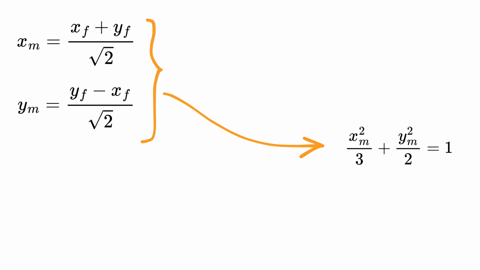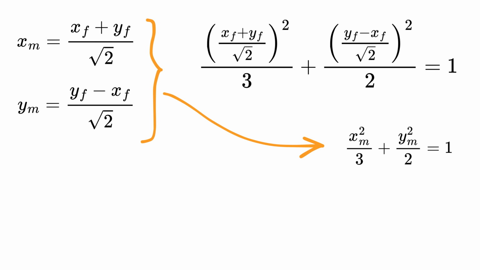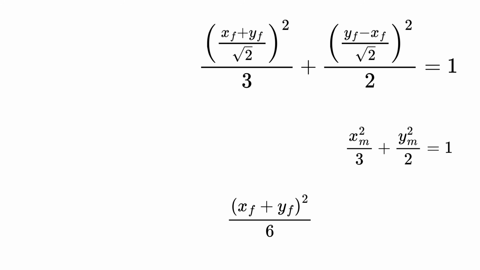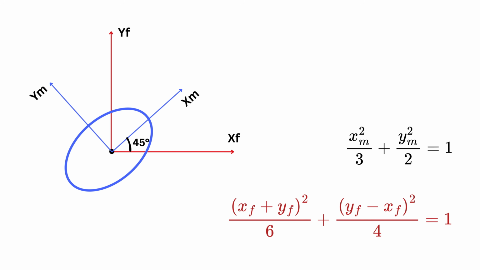Now we substitute these expressions into the equation of the ellipse. Expand them. This becomes (xf plus yf) whole squared divided by 6 plus (yf minus xf) whole squared divided by 4 equals 1. So this is the equation of the same ellipse expressed in the fixed frame.